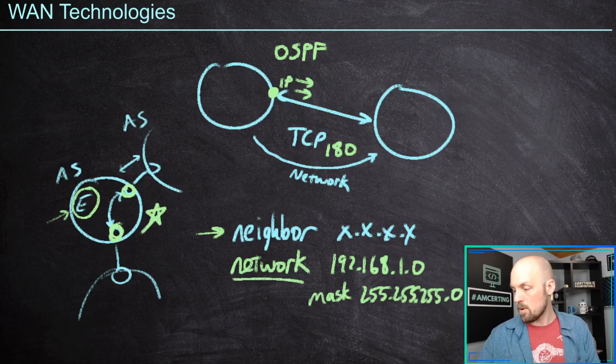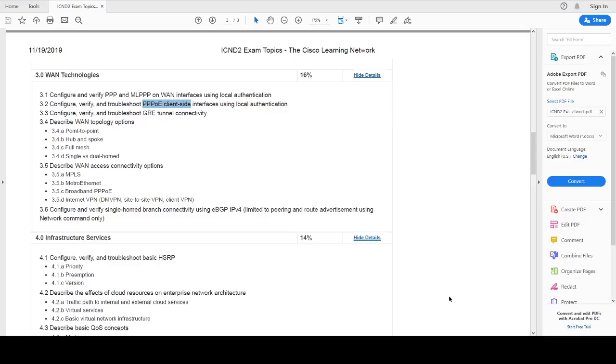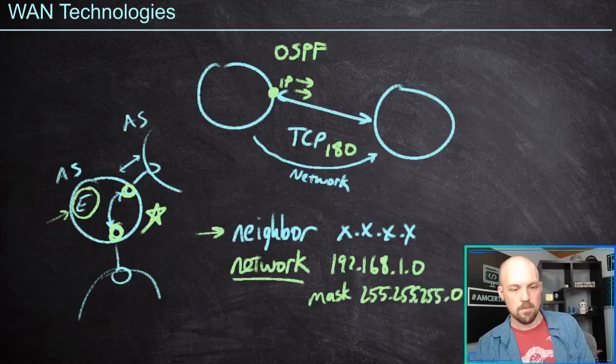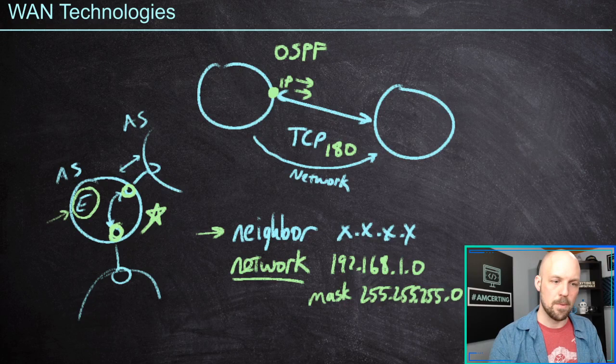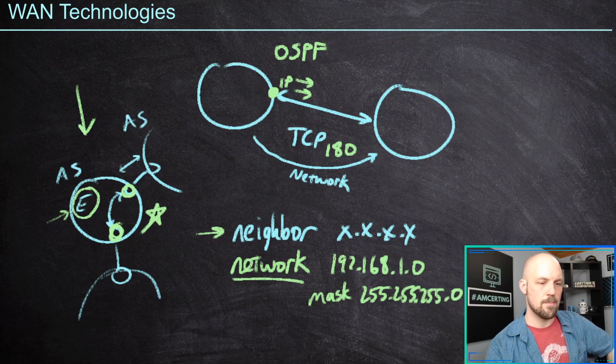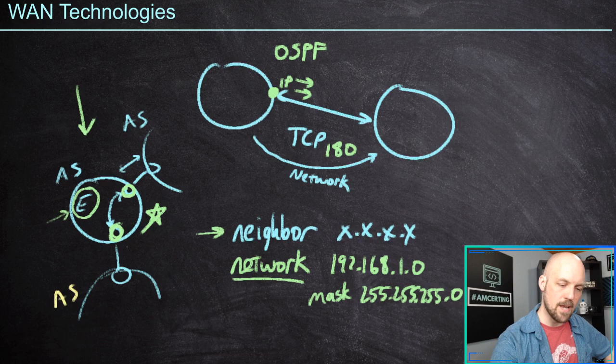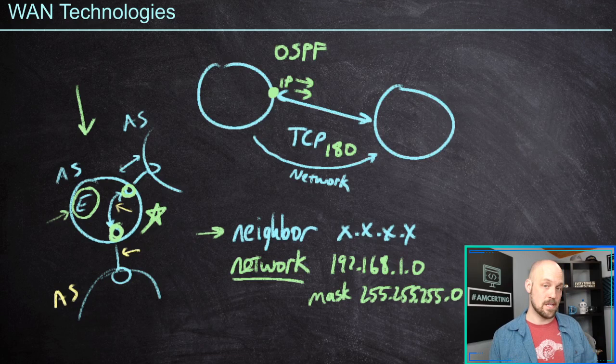Now, I want to point something out here, and that's that Cisco only says that we need to configure eBGP. So what is eBGP? Well, let's talk about that for a moment. This diagram here on the left is going to be useful for us. It shows that we have three different autonomous systems, and we have neighborships between autonomous systems, and we have neighborships within autonomous systems. A neighborship within an autonomous system is called internal BGP. This right here is an iBGP neighborship.